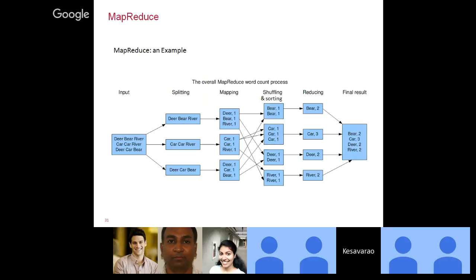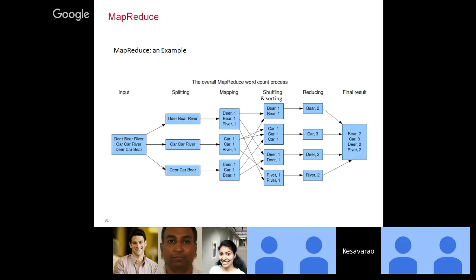If you see, there are 3 rows in the input. It doesn't know what row has what words, so it is simply splitting into 3 rows. It basically created three paths, 3 splits. And the first split has deer, bear, and river.